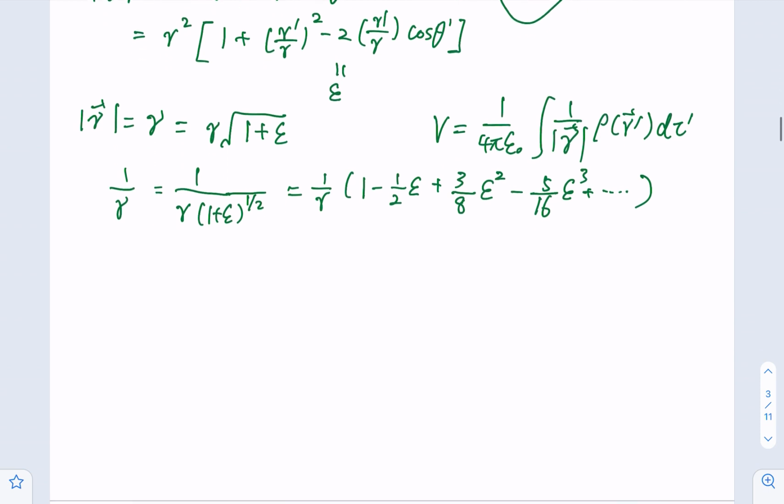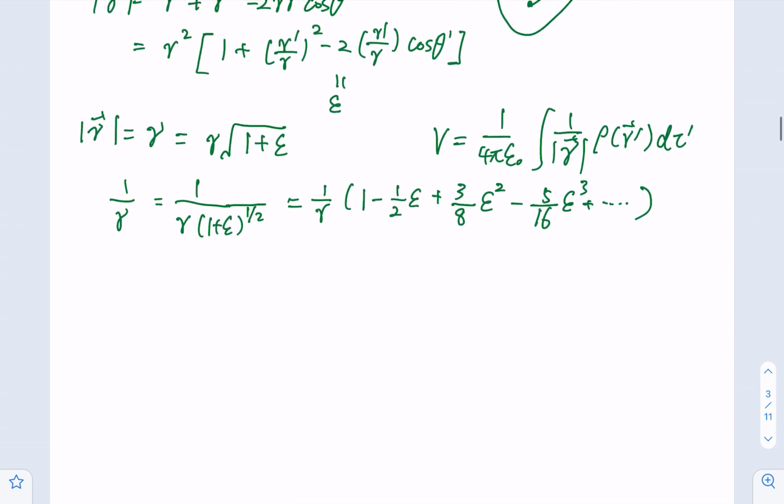Now let's actually plug in this epsilon and see what we can get. So remember this epsilon is the expression over here.